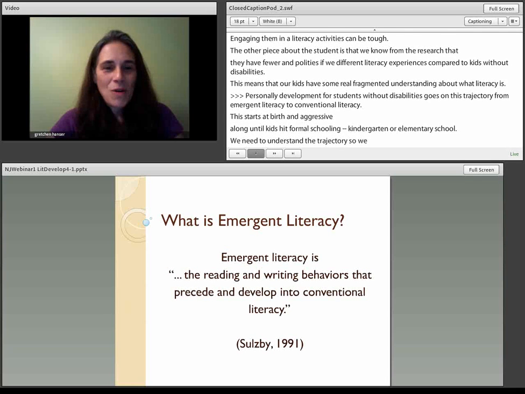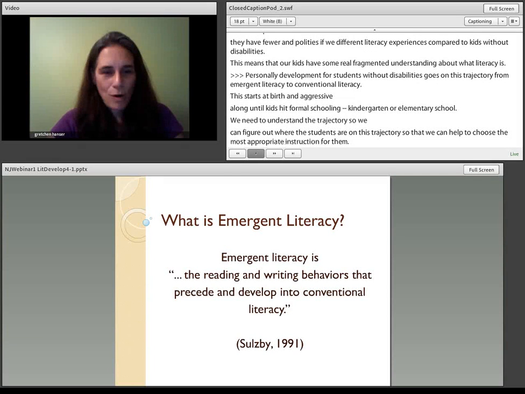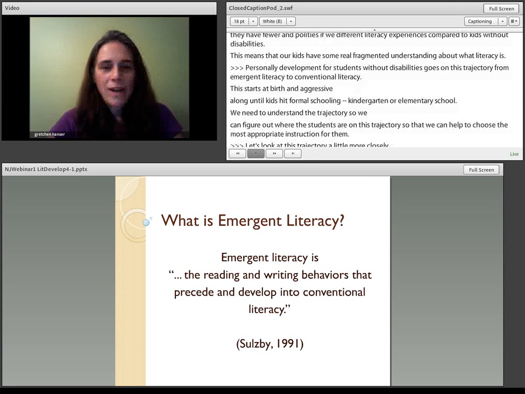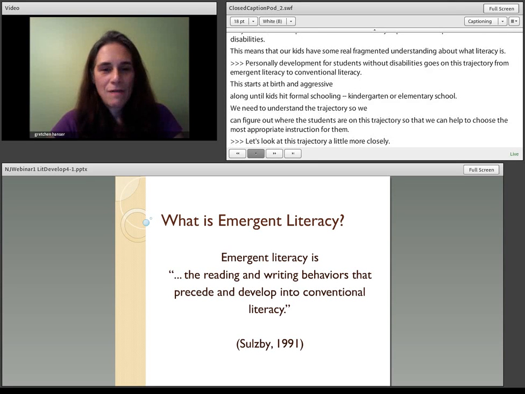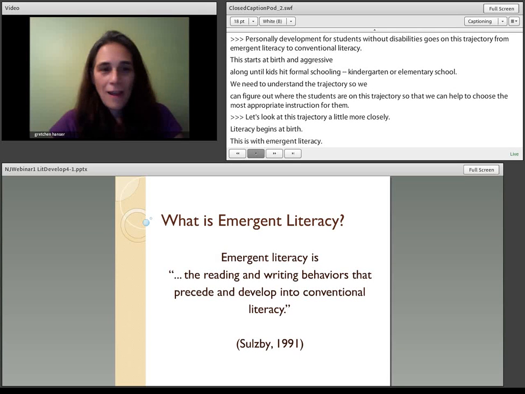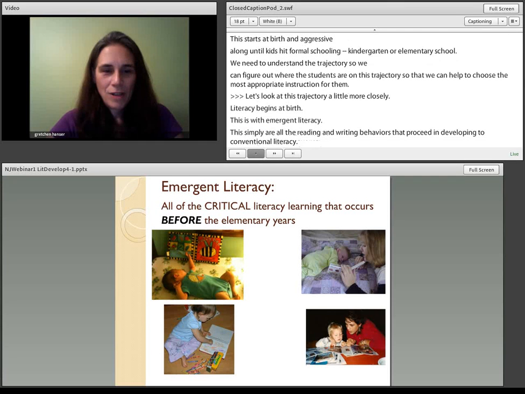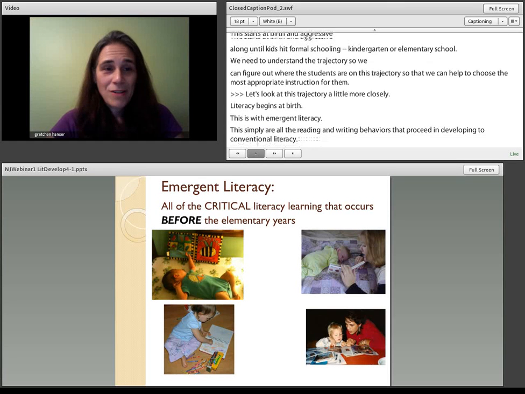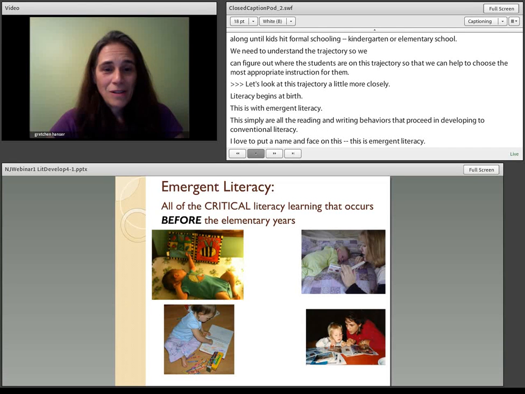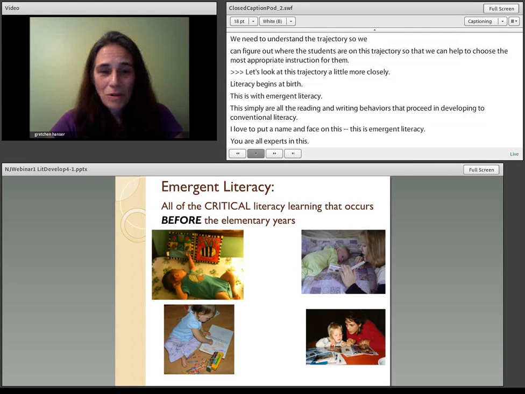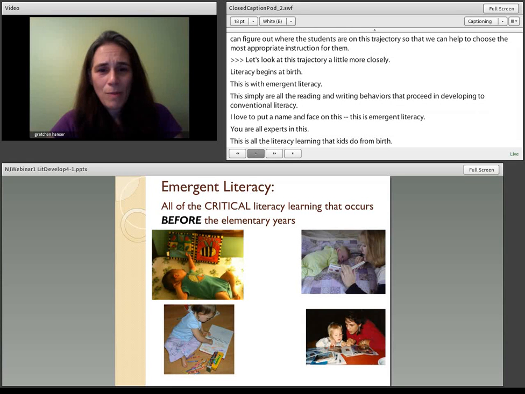So literacy begins at birth with emergent literacy. And emergent literacy, very simply, is all the reading and writing behaviors that precede and develop into conventional literacy. I love to put a name on this and a face on this. This is emergent literacy. You guys are all experts in emergent literacy. This is all the literacy learning that kids do from birth, right? People are reading to them, they're learning how to scribble, they're exploring books by themselves, they're eating books and ripping books and throwing books. This is just the very, very beginnings.